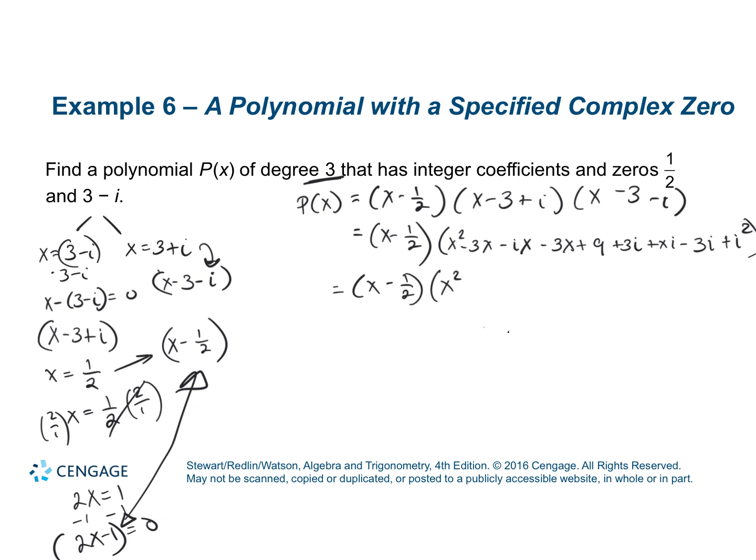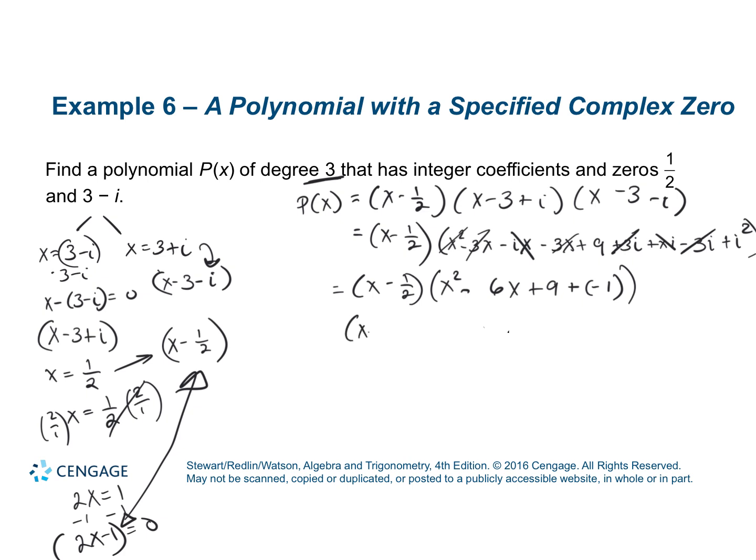Now we get x squared. Let me see what else I can get rid of. I have a negative ix, positive ix. Are there any other i's? Positive 3i, negative 3i. Okay, I'm going to combine what I can. So x squared, negative 3x, negative 3x gives me negative 6x. And then I have plus 9, and then plus negative 1, because the i squared.